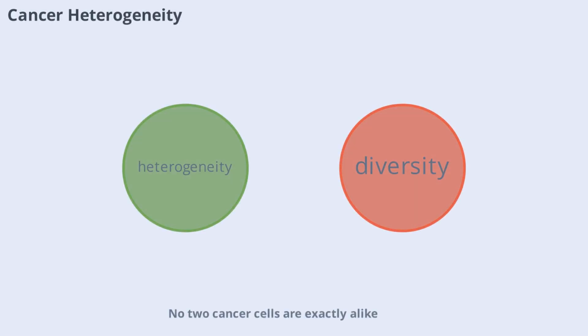No two cancer cells are exactly alike. Tumors are made up of many different cell types, each with its own set of mutations. This diversity, known as heterogeneity, makes cancer harder to treat since some cells may resist therapy while others are destroyed.